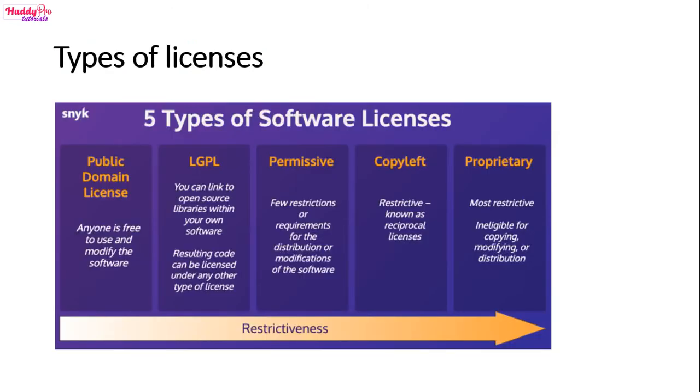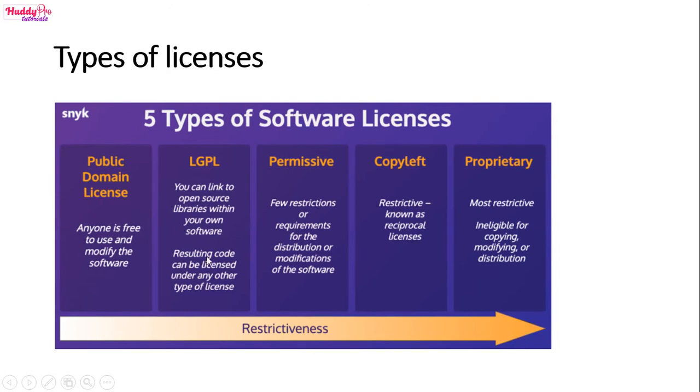Let's talk about the types of licenses. These are some of the common types of licenses for software. And when you look at this arrow, as you go to the right side, the license becomes more restrictive. So this shows restrictiveness, meaning this type of license, the proprietary on the extreme right, is more strict as compared to this one on the extreme left, the public domain license.